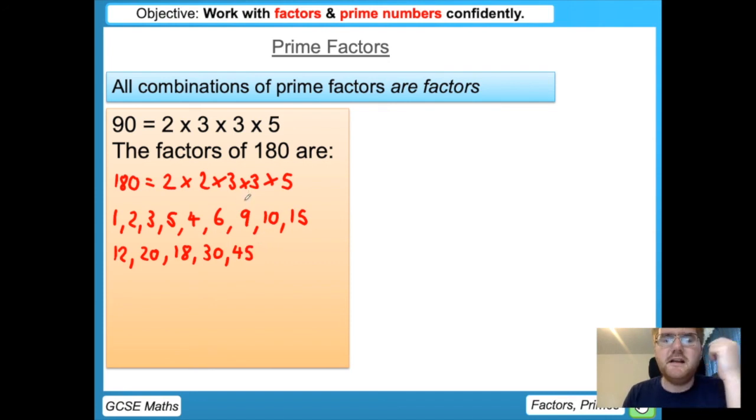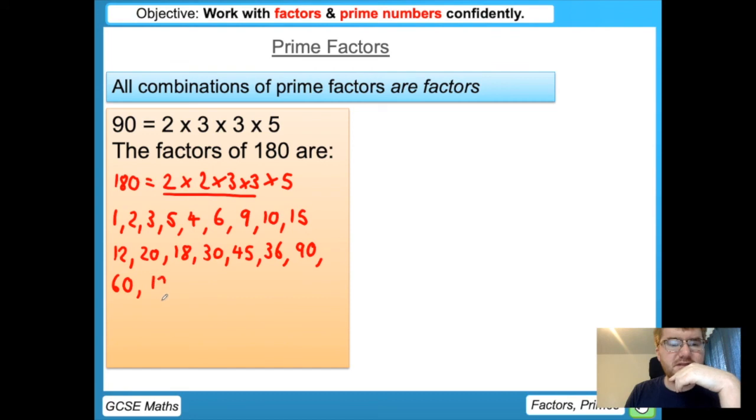And then we do combinations of 4 of them. So we've got this one here. So 2 times 2 is 4, times 3 is 12, times 3 is 36. And can we do some more combinations? Yeah, we can miss out a 2. So we do 2 times 3 times 3 times 5, that's 90. We've got that already. Have we missed any combinations? 2 times 2 is 4, times 3 is 12, times 5 is 60. I don't think we've done 60 yet. And of course we've got 180 itself.